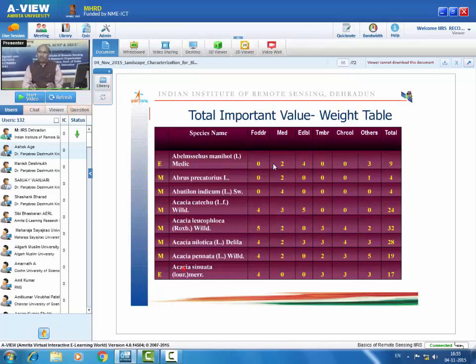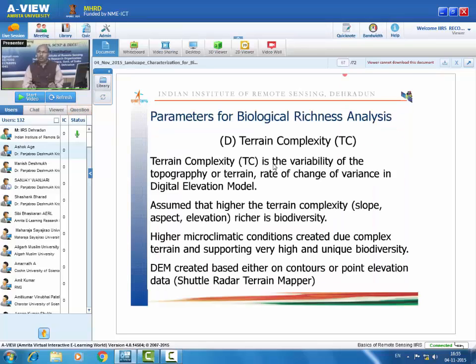Let us say I have a list of the species here, and then what is the fodder value, medicine value, edible, timber, charcoal, others, and total it up. So these experts have to help us to do this kind of analysis, and we range it from 0. 0 means no use, 10 means maximum use. So that kind of awareness comes when you work with this kind of data and take the help of the experts. So this table also goes into the analysis.